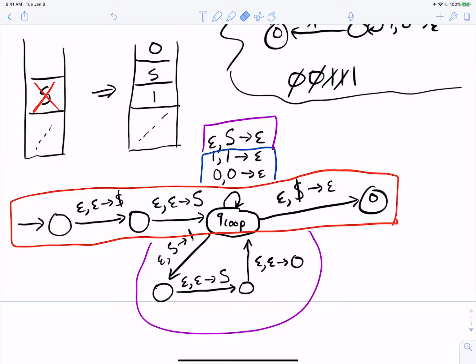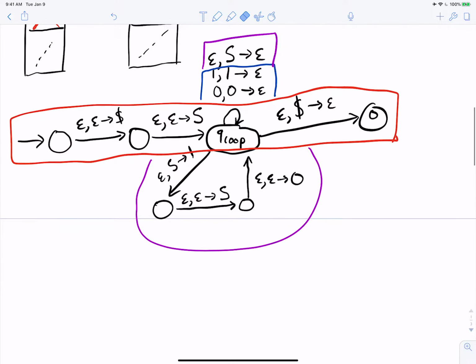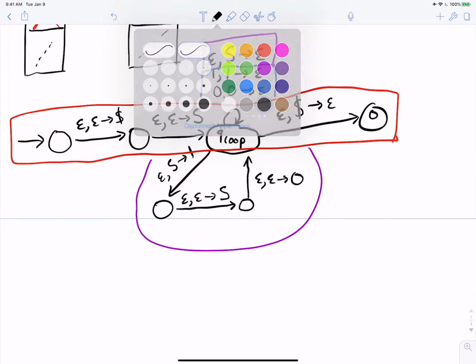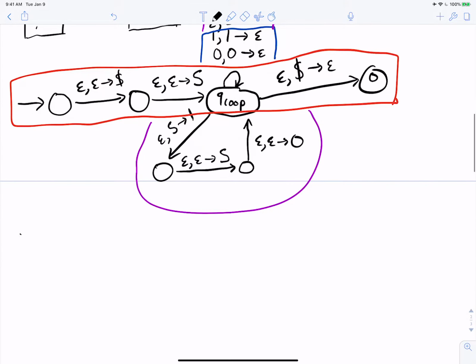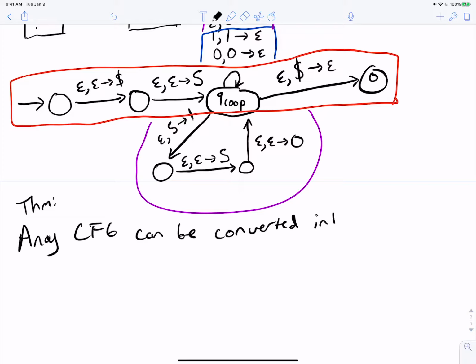Yep. To any grammar. So that tells us here, so this is a theorem, any CFG can be converted into an equivalent PDA.